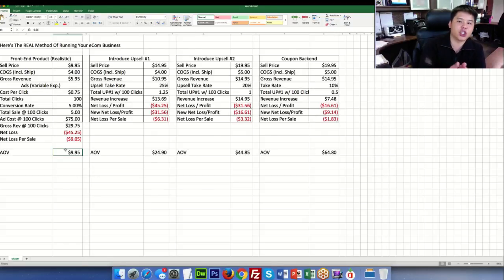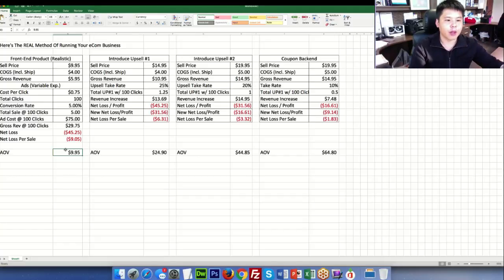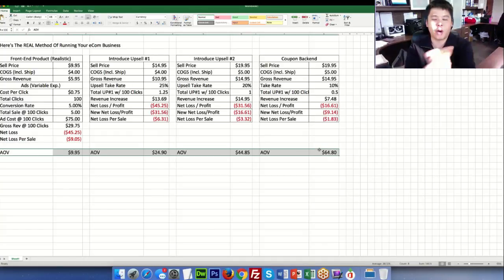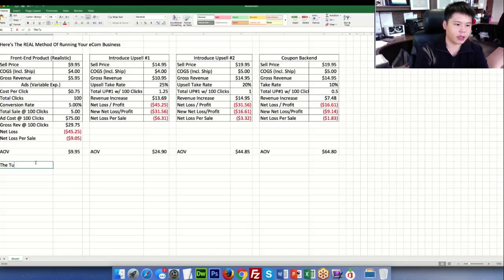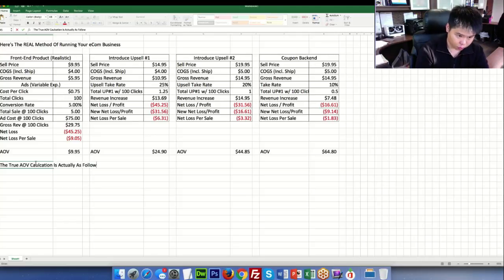But if you actually introduce just the initial steps, okay, we're not even done yet. There's still a lot of stuff that you can do when it comes to increasing your AOV. But now you can see that the AOV from here is basically $19.95, $29.90, $44.85, and $64.80. But this is the AOV only if they have bought everything. The true AOV is actually as follows.